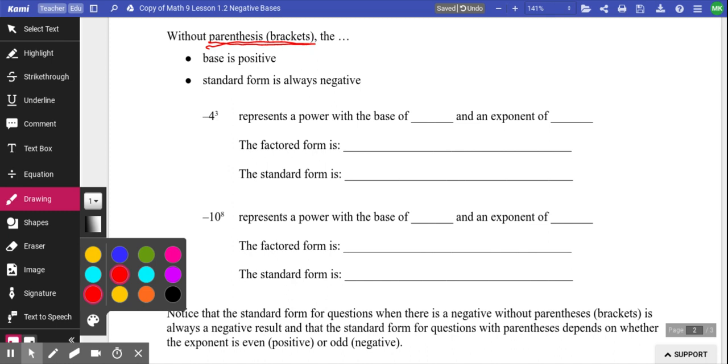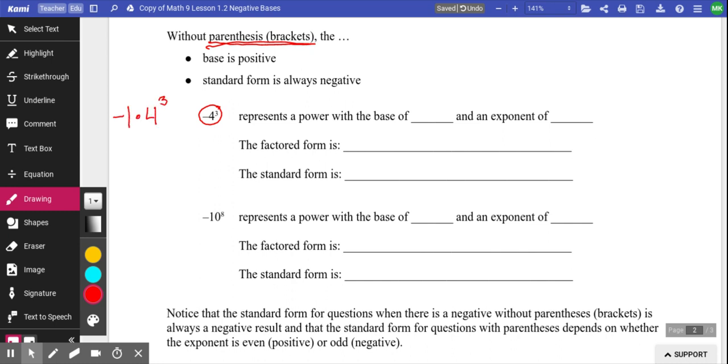So for instance, if you look at this question right here, we would assume that to be -1 times 4 to the power of 3. That's how I would look at that. The negative actually represents a -1, and it represents a coefficient, like another number in front. So with no brackets, the negative stays out on its own, and the base to your question is just 4. And that 4 has an exponent of 3.